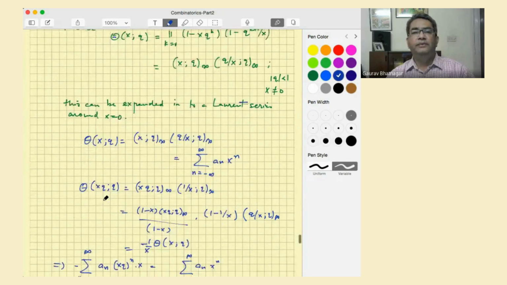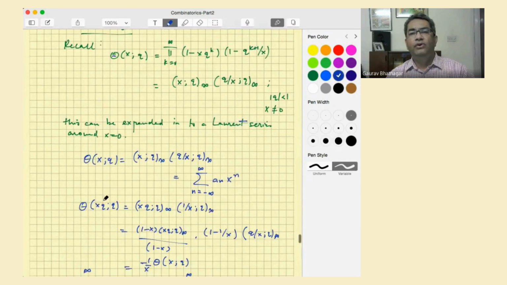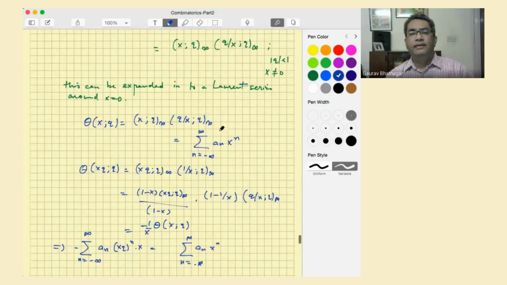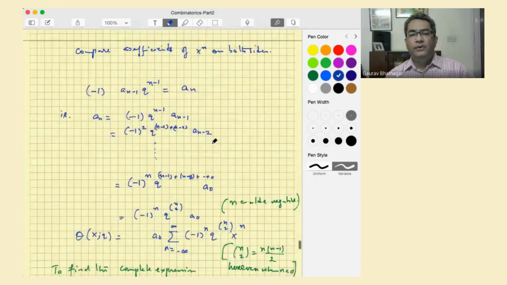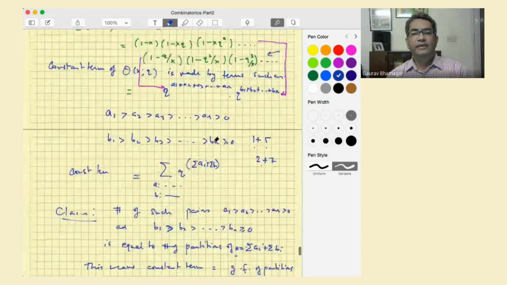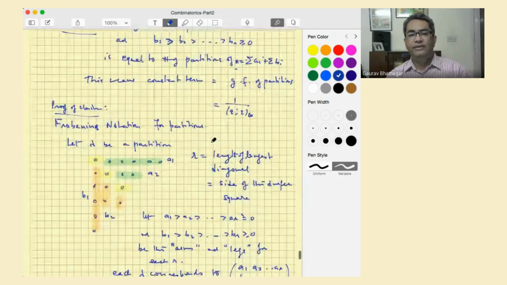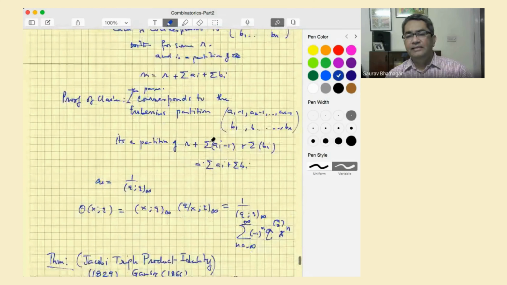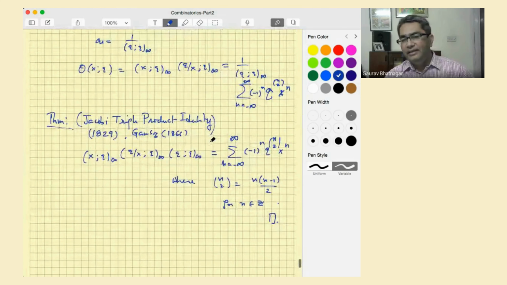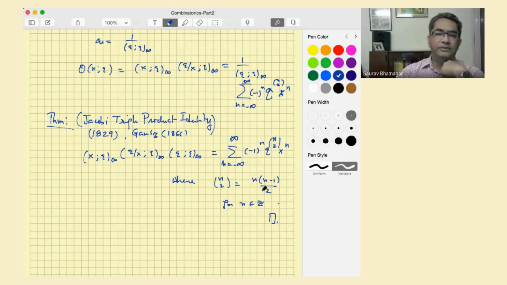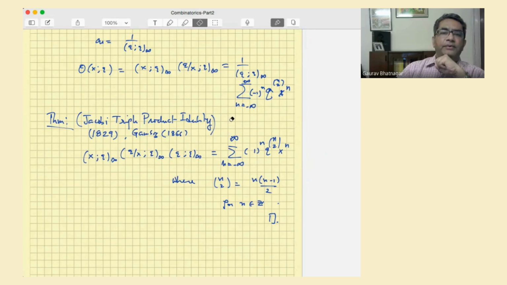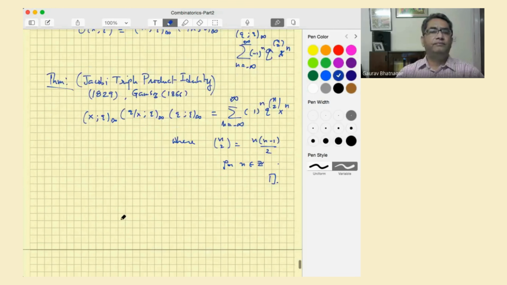I can bet you that Preetham doesn't know this proof of finding the constant term. So combinatorialists have their ways. Analysis guys will have another way of finding it. Everybody has their own trickery, but this is a very sweet way of finding the constant, finding the ANs. So any questions on this so far?